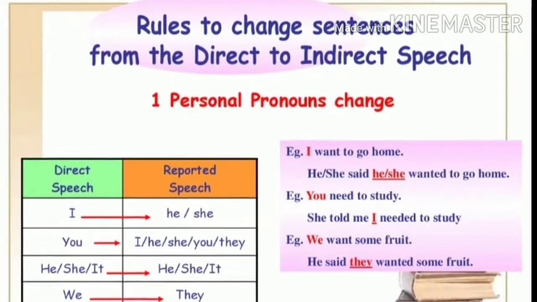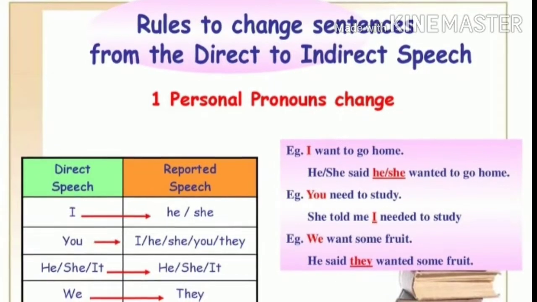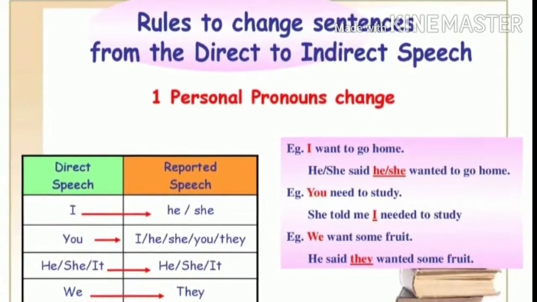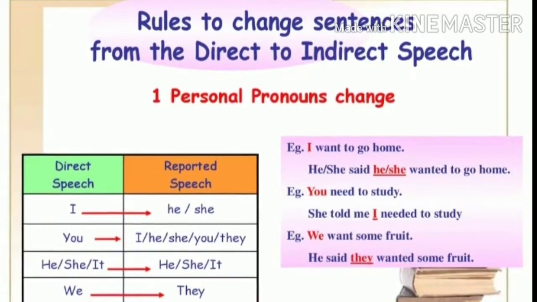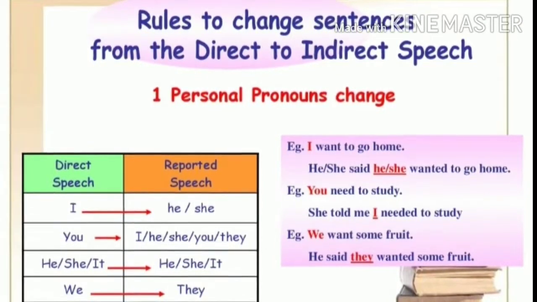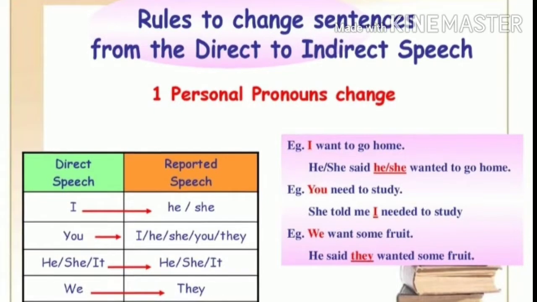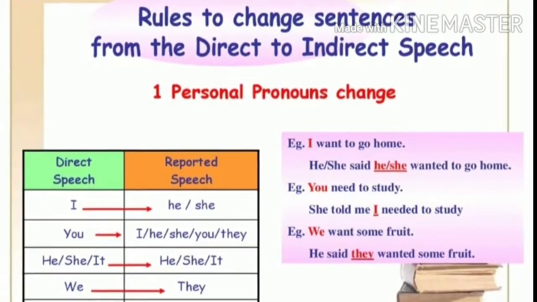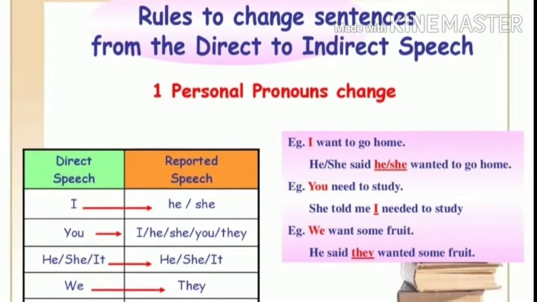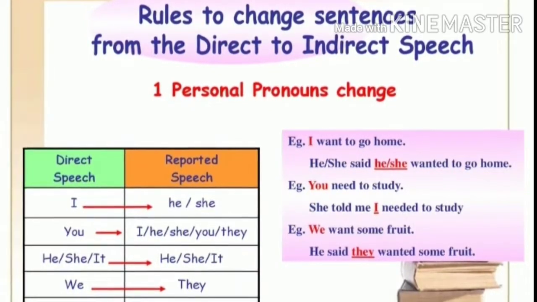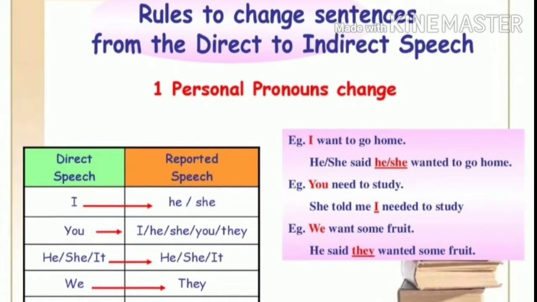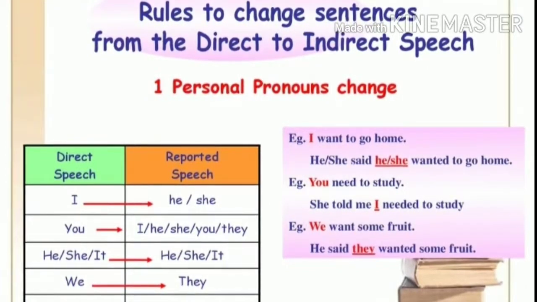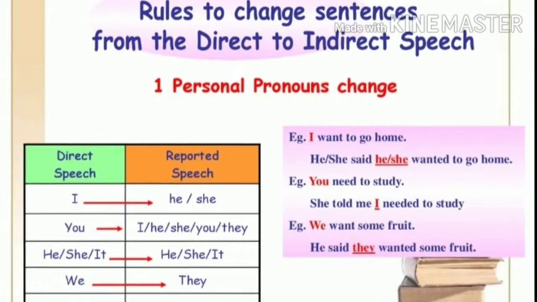The very first one is personal pronouns change. See students, in direct speech, if I is given, in the reported speech it will be he or she according to the subject. If the subject is male, it will be he. If the subject is female, it will be she. Alright. Similarly, you is changed. Either it will be I, he, she, you, they, according to the subject, you have to use it. And then he, she, it, if it is given in direct speech, in the indirect also it will remain the same. No change will be there.